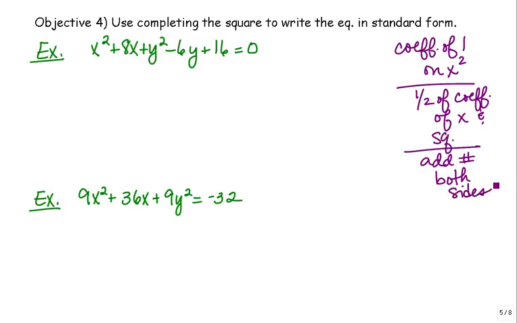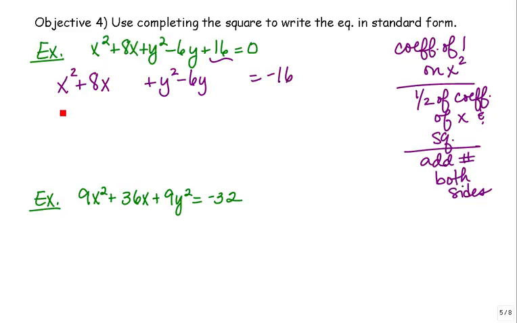Okay. So in this problem, x squared plus 8x plus y squared minus 6y plus 16 equals 0. We actually are going to have to complete the square twice because we've got to get the x terms and the y terms in that binomial squared. So what I would want you to do is say x squared plus 8x, and then leave a space, plus y squared minus 6y, leave a space, and then we need to move this 16 to the other side, and we can say is equal to negative 16.